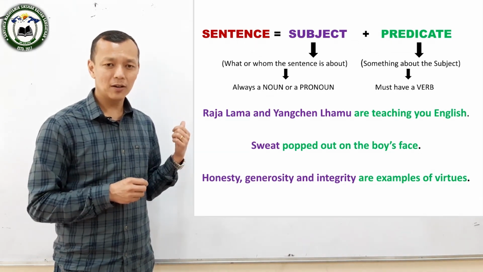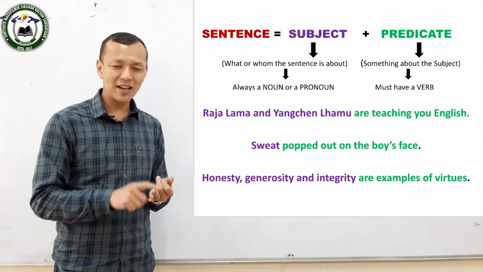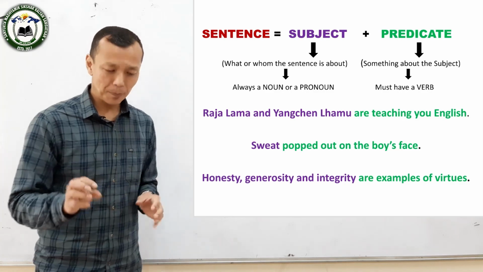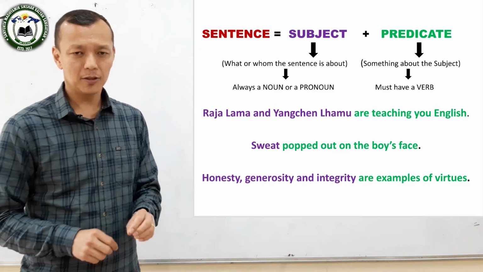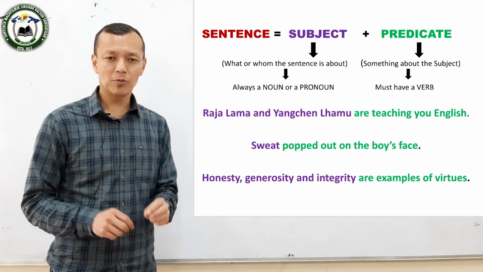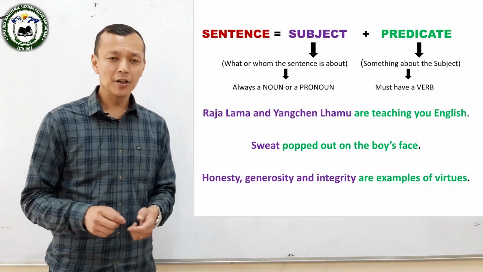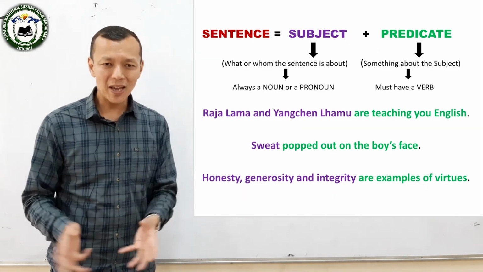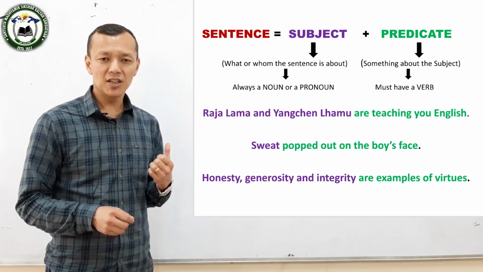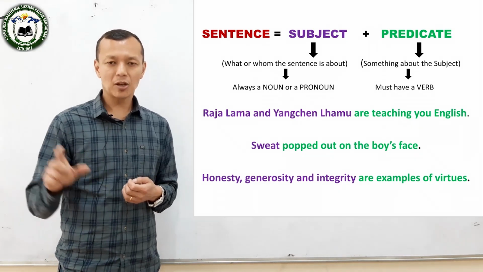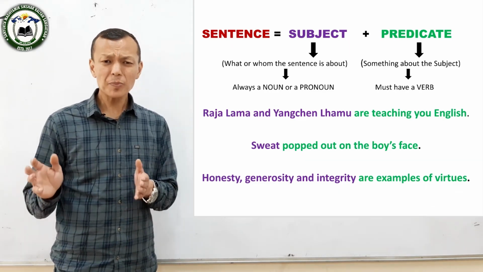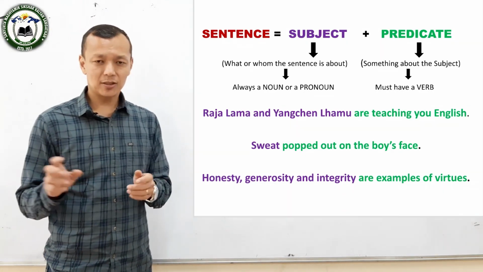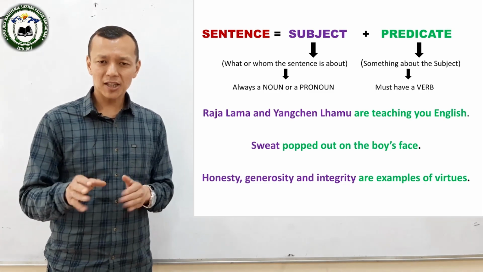In sentence number 1, the first sentence, Raja Lama and Yangchen Lamu, दुईटा मिलेर एउटा सब्जेक्ट बनिँदैछ. So this is a very basic thing that you must be able to follow, you must be able to understand, because most of the things that we'll discuss in grammar will be based on your ability to write the subject and the predicate properly. अझै एउटा कुरा यहाँ यो स्क्रिनमा म बताइदिइहाल्छु. हामीले सब्जेक्ट र प्रेडिकेट भन्छौँ. We never say predicate and subject.